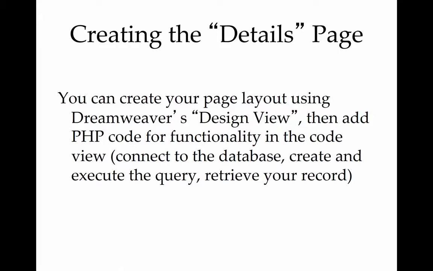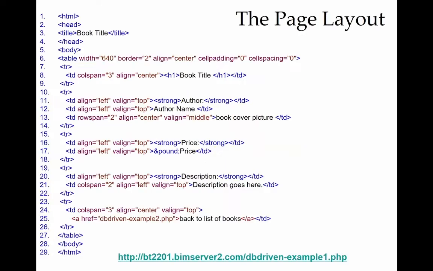So we want to create the details page. I wanted it to look a bit nice, so what I did was I used Dreamweaver's design view to create a few tables, and I then took the code. You've got Dreamweaver on the university machines. So this is just creating some sort of layout box. There's a table with different rows and different columns, and I just have some placeholder text in there.